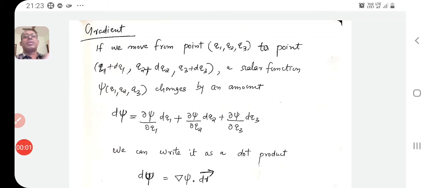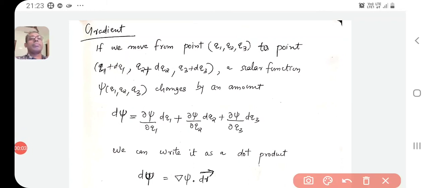Today we see how to find gradient, divergence and curl in orthogonal curvilinear coordinate system. Okay, we want to have general expressions for gradient, divergence and curl in the curvilinear coordinate system.